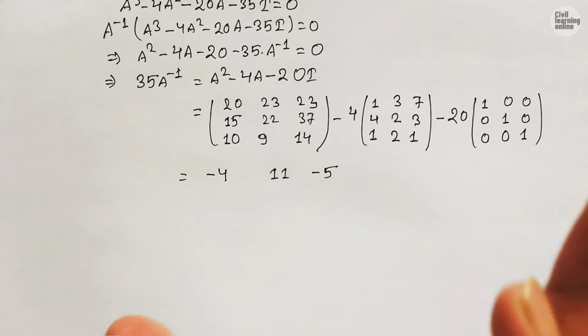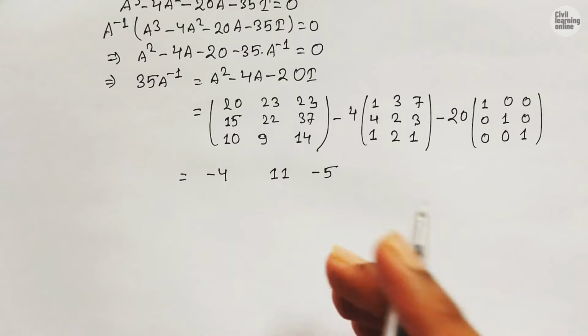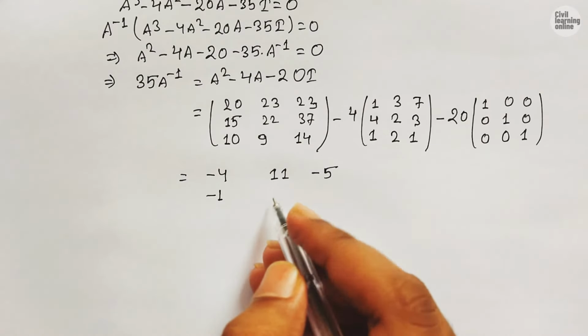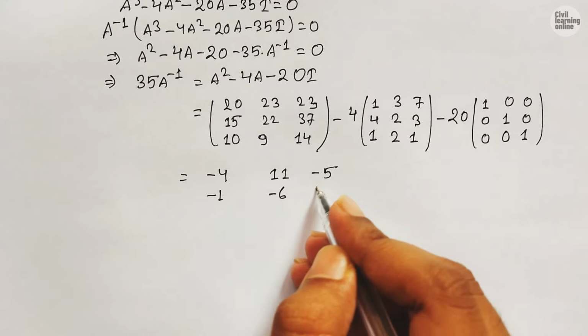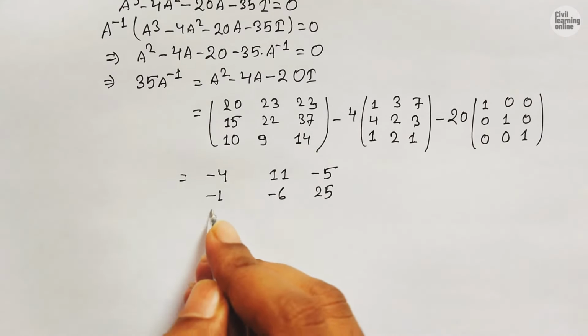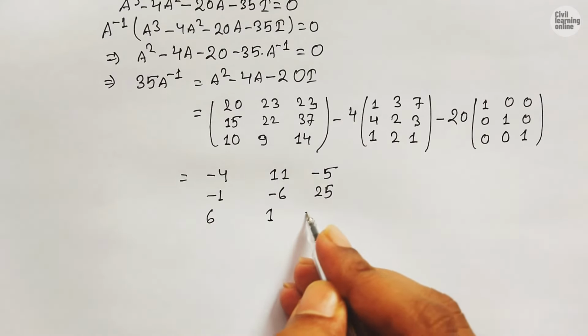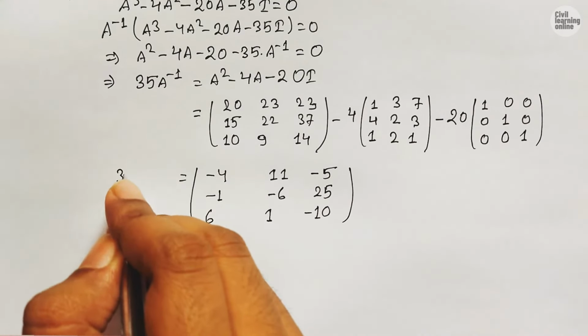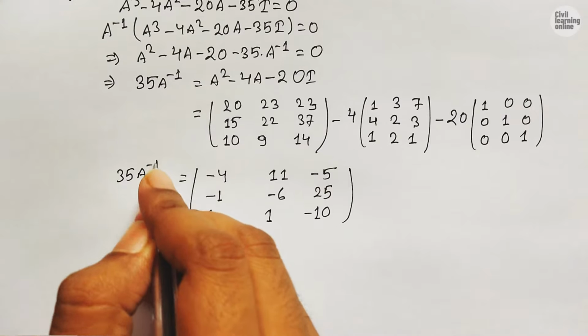I hope you know the simple matrix addition and subtraction. That is what we have done here. I will show you one example here. Minus 1, minus 6, 25, 6, 1 and minus 10. So we have got 35 A inverse equals to this much.